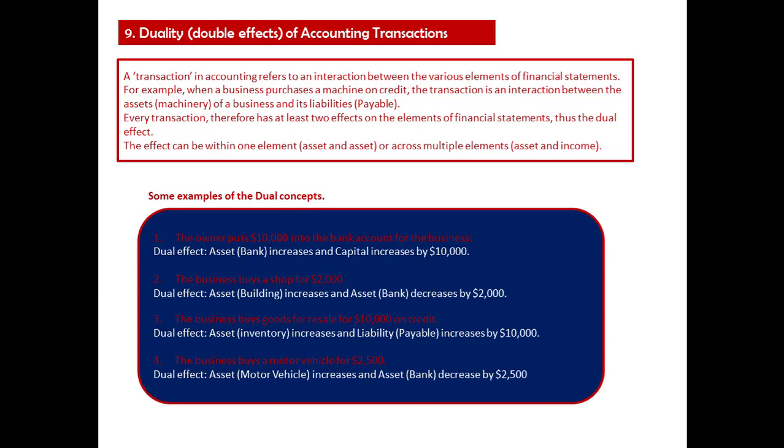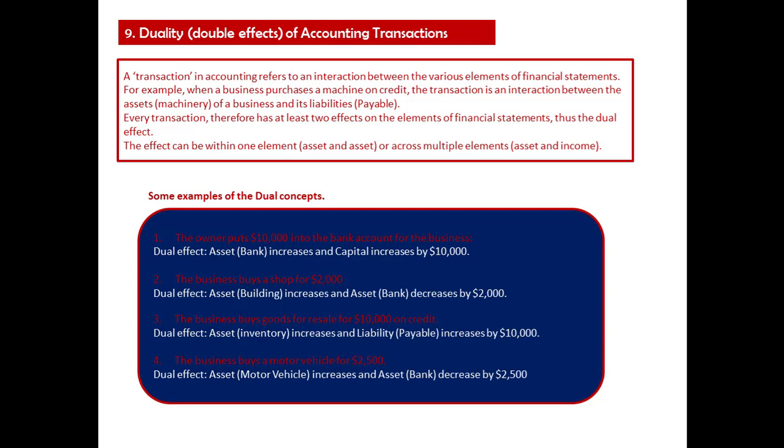Second example, the business buys a shop for $2,000. Effect, asset, which is the building or shop, will increase by $2,000. Asset, which is the bank, will decrease by $2,000. So this is an effect within an element. The left side goes up by 2,000 and comes down by 2,000. It must leave the accounting equation balanced.